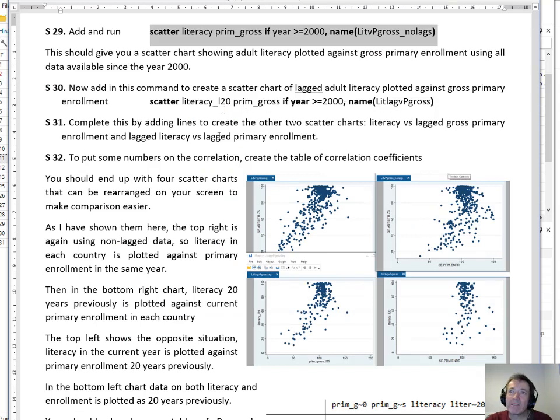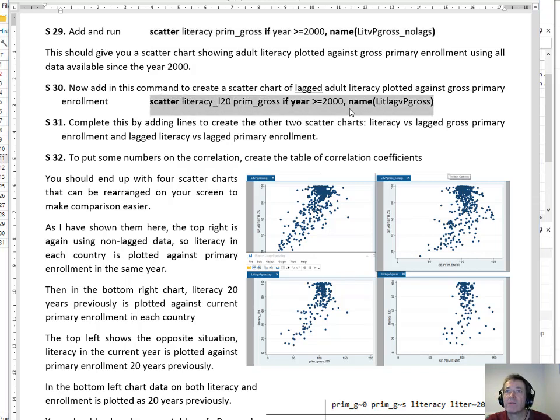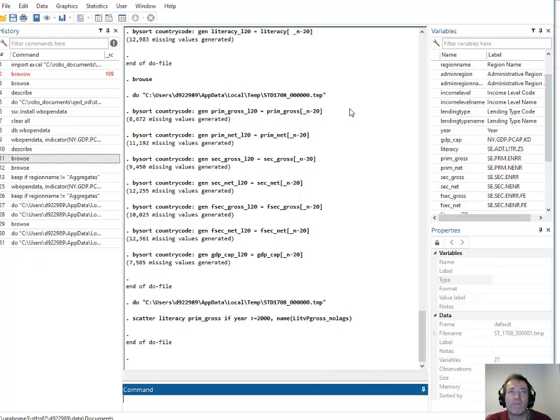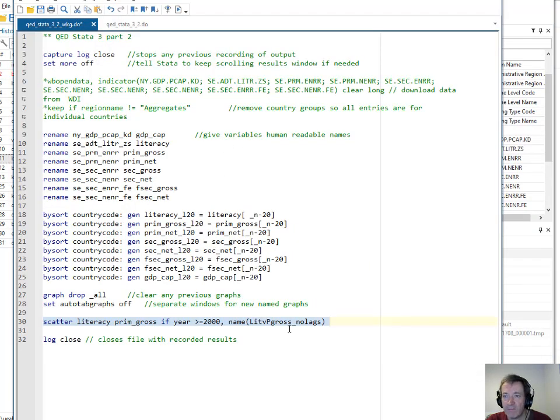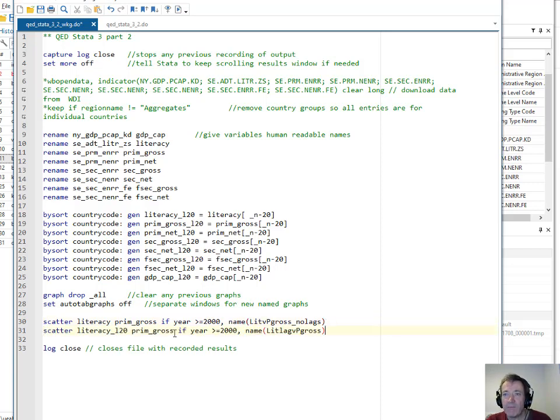Then we can do it with lag. So this time we can compare this to this line. It's pretty much the same, except we're lagging the literacy. Instead of the correlation in primary education and literacy in the same year, we're looking at the correlation between literacy as it was 20 years ago and primary education as it is more recently. We're doing that for everything in the last 20 years. So stick that into the do file. Do that one.